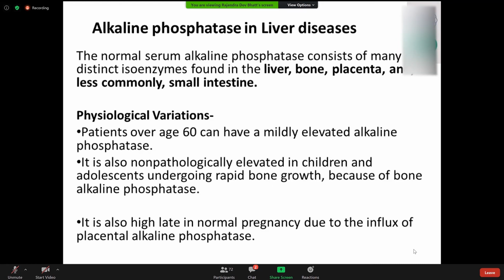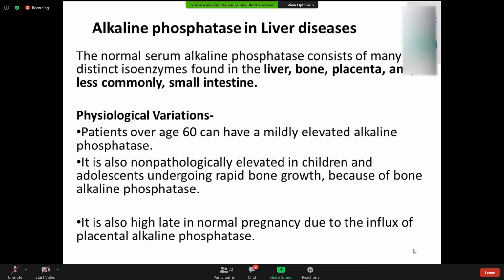The normal serum alkaline phosphatase consists of many distinct isoenzymes found in the liver, bone, placenta, and less commonly in the small intestine. That means it has some isoenzymes related to bone and placenta. That's why during pregnancy this is very high. Young children who are at a growing age have very high alkaline phosphatase. However, they have no liver disease, because it is present in bone, and the bones are growing continuously in young children. That's why it's very, very high in young children and during pregnancy, because the placenta releases this enzyme.